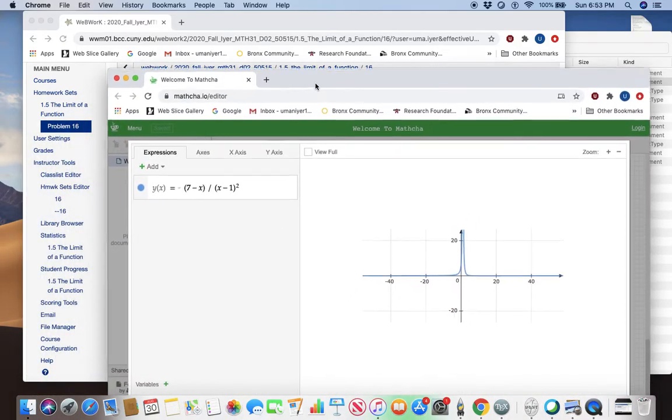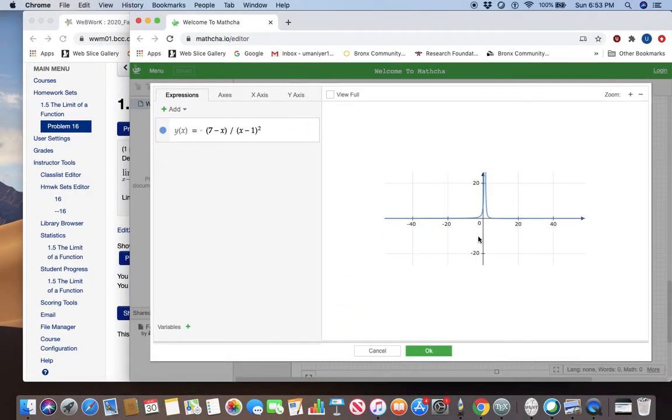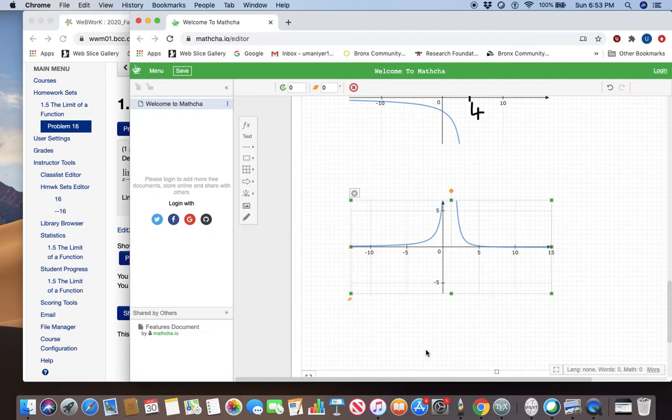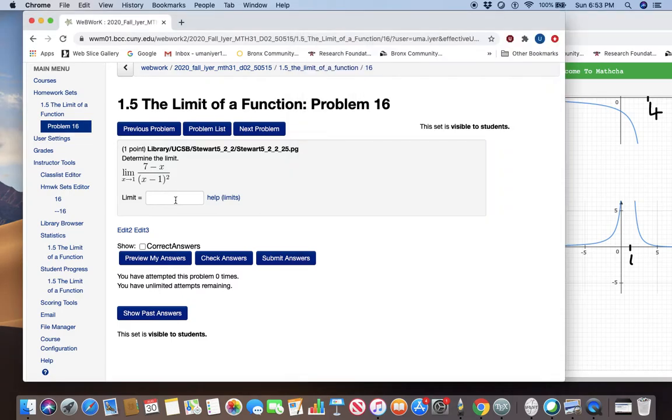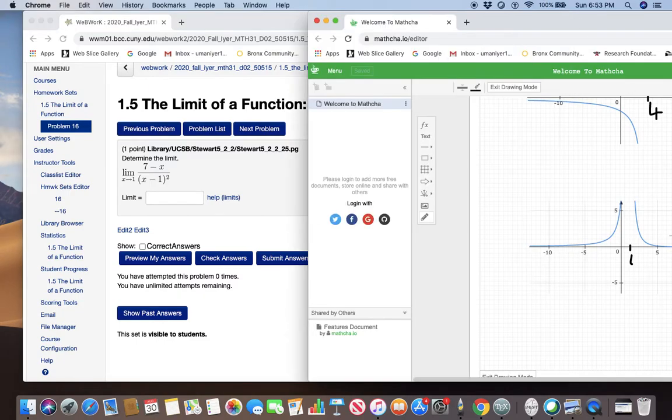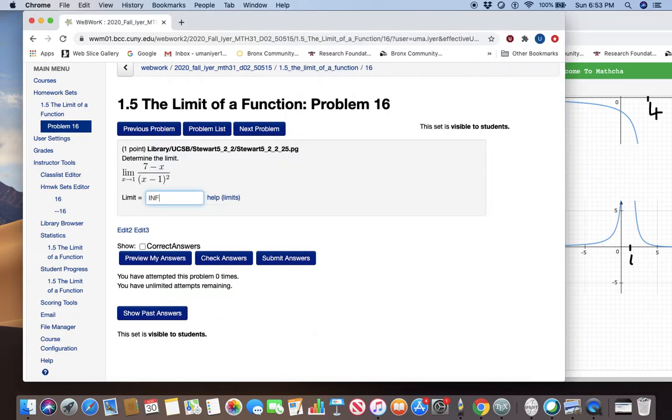Okay, so let me zoom in a little bit so we have some feel for it. If that is 10, that's 5. So somewhere here is going to be a 1. The question is, when x is approaching 1, what happens? When x approaches 1, from the right you're going to positive infinity, and from the left you're going to positive infinity. So the answer is infinity.